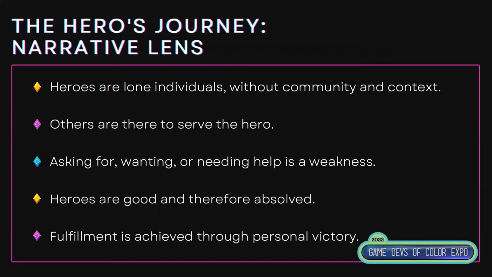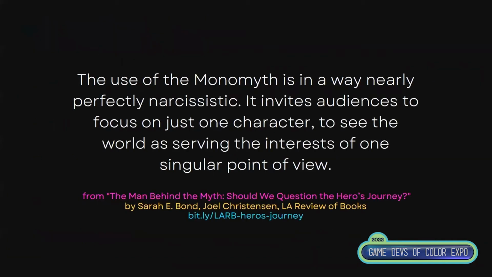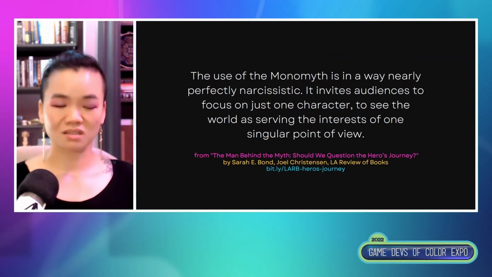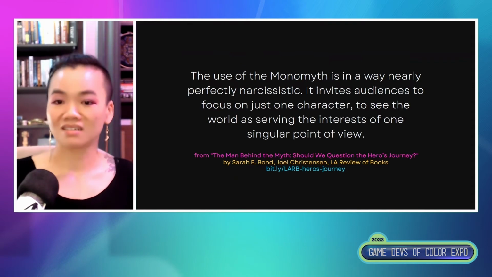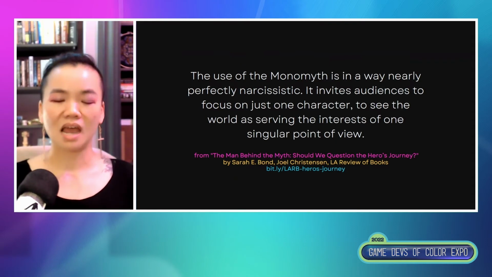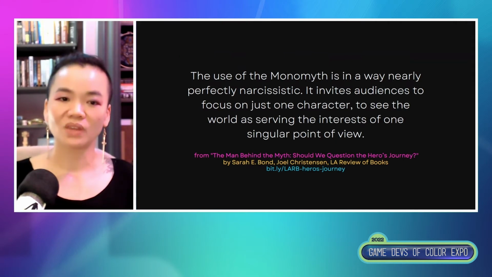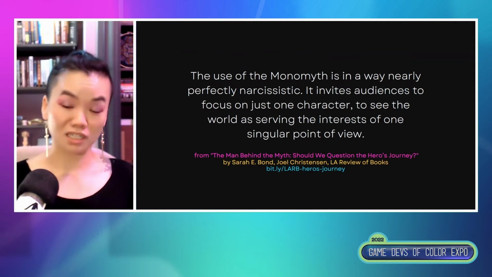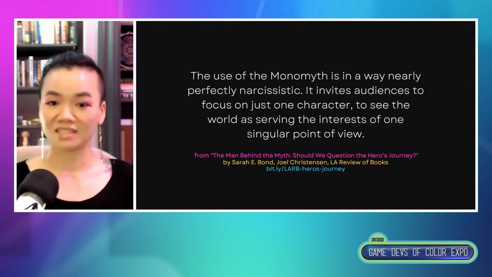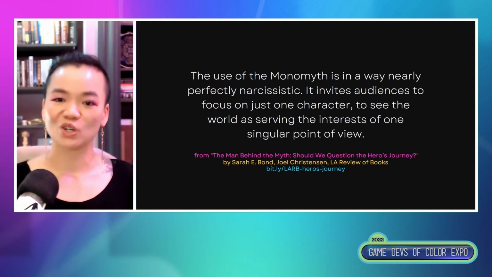As Sarah E. Bond and Joel Christensen write in their LA Review of Books article, the use of the monomyth is in a way nearly perfectly narcissistic. It invites audiences to focus on just one character, to see the world as serving the interests of one singular point of view. Another person's choices, their pain, even their death is actually about someone else, the hero, and how he is affected, how his choices are justified, how he is motivated to then achieve his goals. Like in Revenge of the Sith, Padme Amidala's death in a setting where both magic and sci-fi technology exists happens because of and for Anakin, to the exclusion of character and in-world consistency.